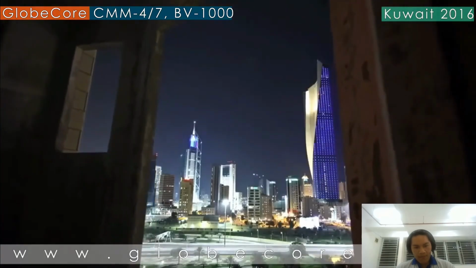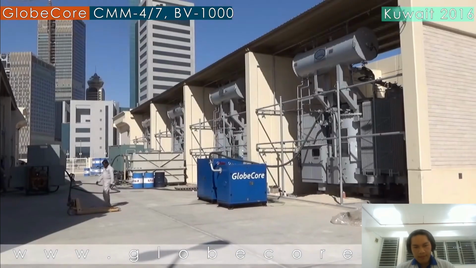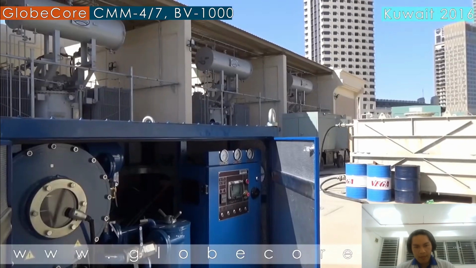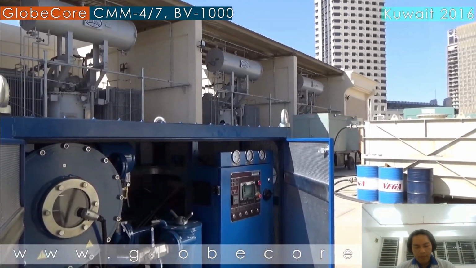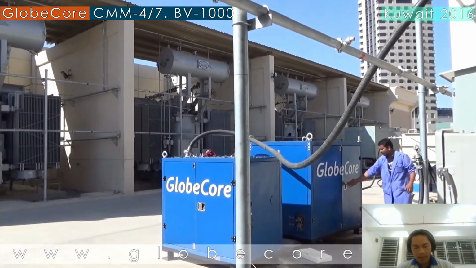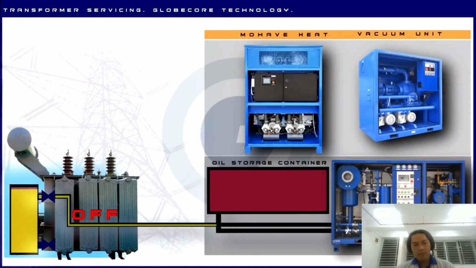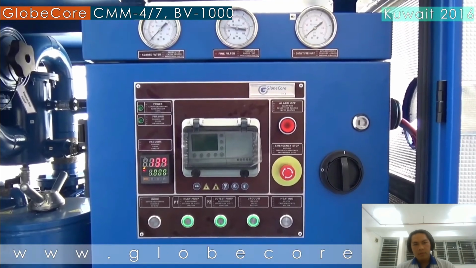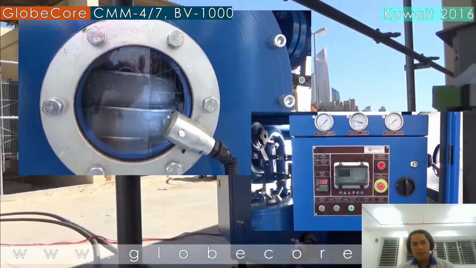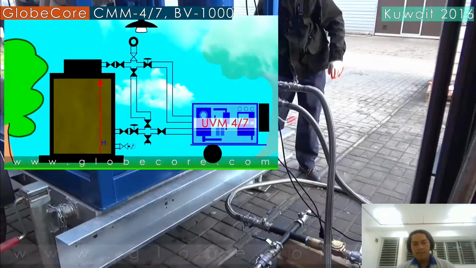On 11th and 12th June 2016, a CMM47 and a BV vacuum section were commissioned at one of Kuwait's transformer substations in Kuwait City. Commissioning of several units at the same time is a frequent occurrence in the power industry and is very efficient. In this case, several important problems are solved.